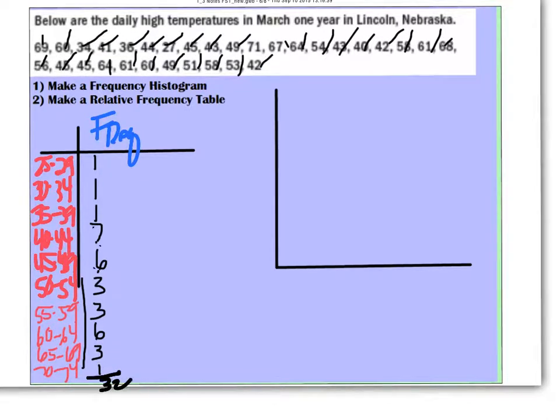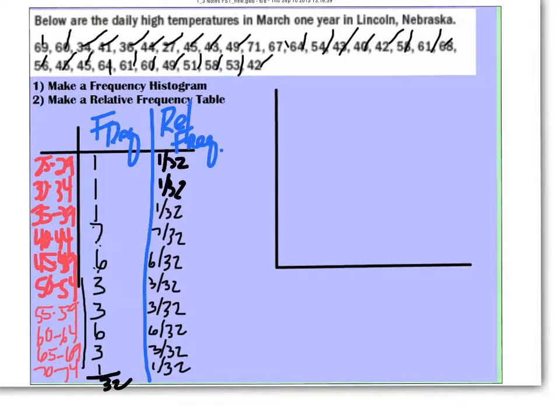To do a relative frequency table, that's just going to be the percent of the total. So if there's 32 days in total, then what we're going to have for 25 to 29 is 1 out of 32. And relative frequency can be a fraction or a decimal. So if we complete this, here's what this table will look like. And you have a relative frequency table.